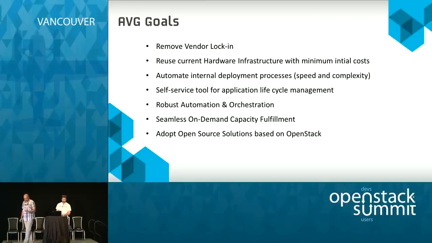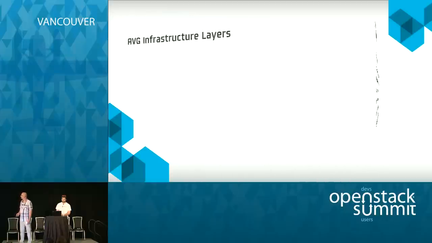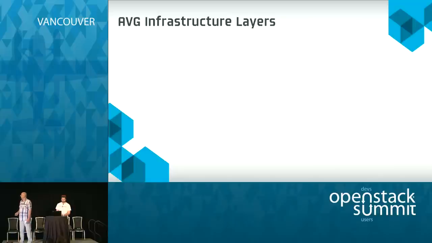Therefore, we chose OpenStack as the automation platform, which is able to give us all the necessary things that were requested. Right now, I would like to show you what the infrastructure layers are, and what is necessary to do to have a fully automated infrastructure.